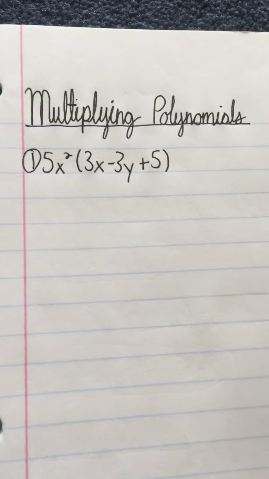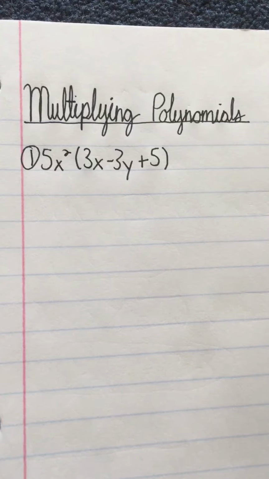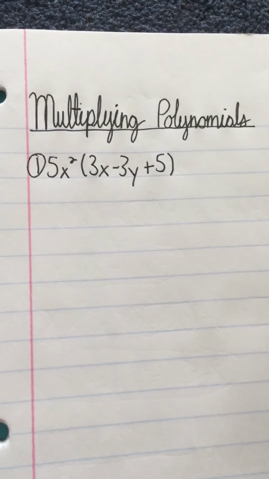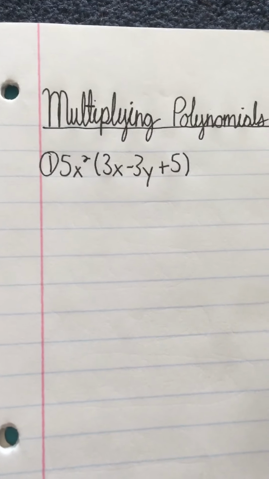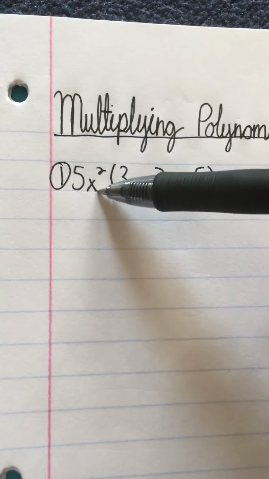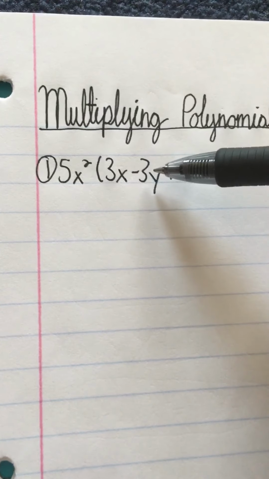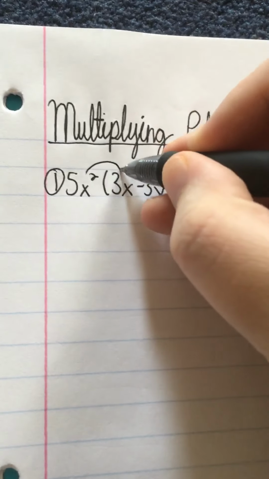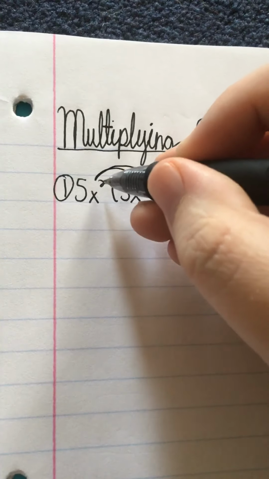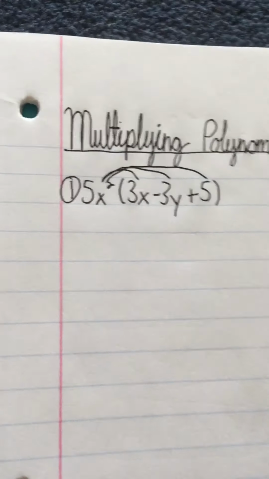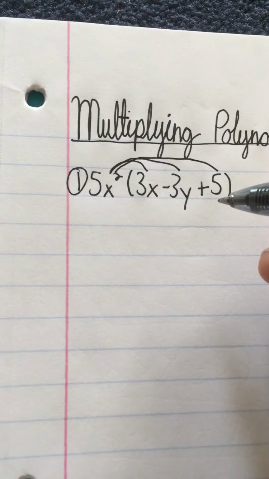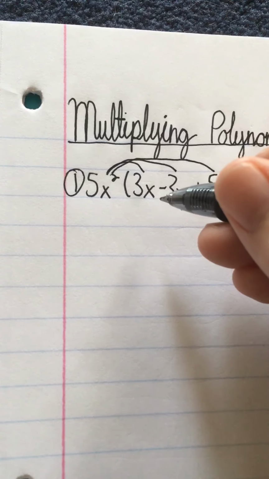So today we are working on multiplying polynomials, which basically is distributive property going crazy. So for our first problem, we have 5x squared times the quantity of 3x minus 3y plus 5. So we're going to be distributing this 5x squared to each of these terms. So 5x squared times 3x.